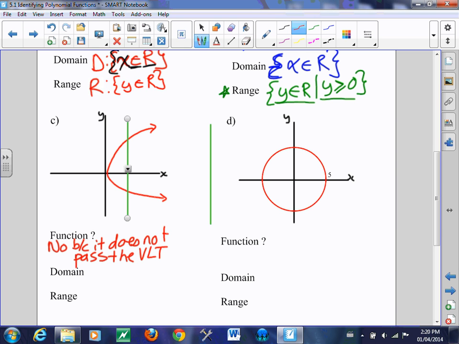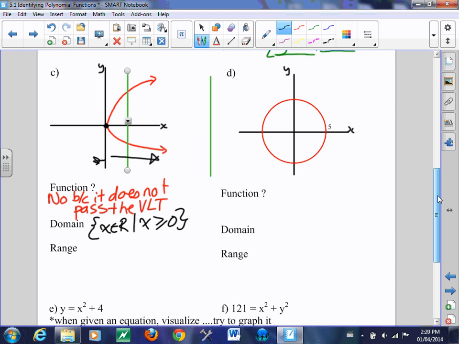Okay, my domain is how far left and how far right. I have no trouble as far as I go right, but I can't go left, can I? Because I'm stuck right here. So again, we start with x belonging to a set of real numbers, such that x has to be greater than or equal to 0. Looking at my range, as this still continues to grow, it's still going to go as far up as it can and as far down as it can. So there's no restrictions on y in this case.